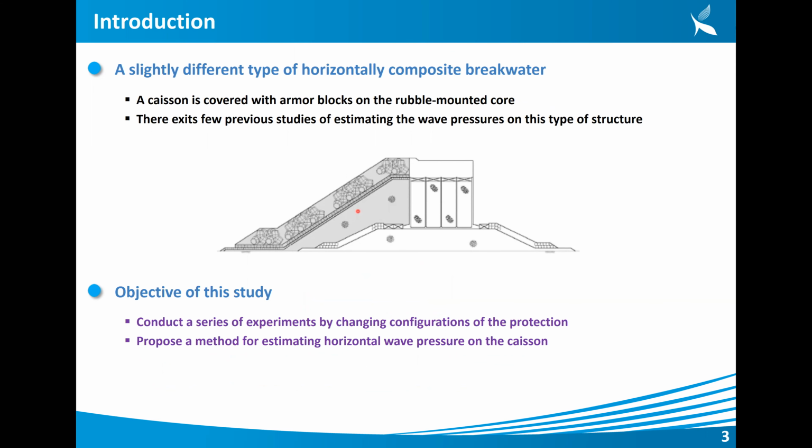Another method of reducing wave loading on a caisson is to place the rubble stones in front of the caisson and cover them with armor blocks. Regarding this type of horizontally composite breakwater, there exist a few previous studies of estimating the wave pressure acting on the structure. So, we conducted experiments by changing the protection in front of the caisson and proposed a method for estimating horizontal wave pressure on the caisson.